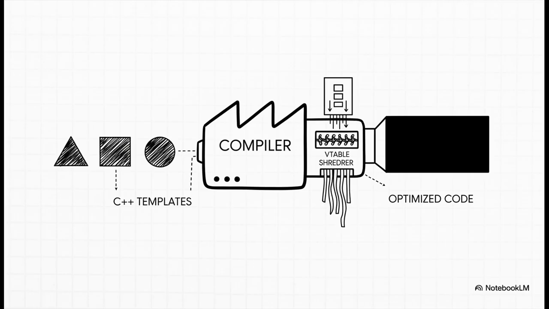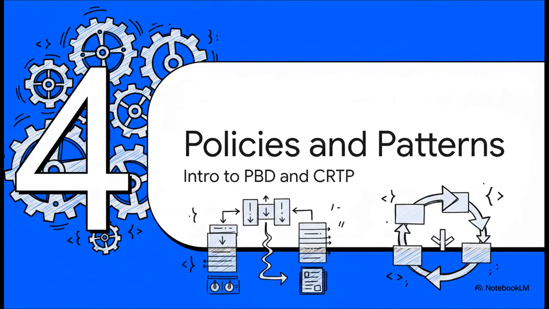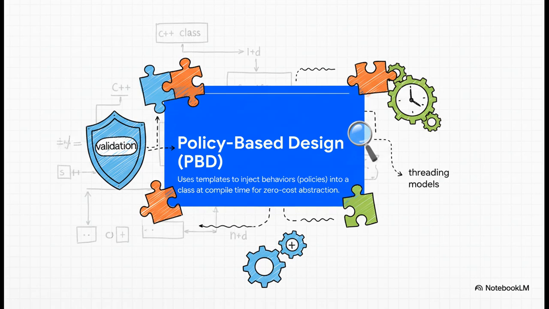This completely gets rid of the need for vtables and dynamic dispatch. Okay, theory is great, but how do we actually do this? Let's dive into two incredibly powerful C++ patterns that make this compile-time philosophy a reality: policy-based design and the curiously recurring template pattern. So first up is policy-based design, or PBD.